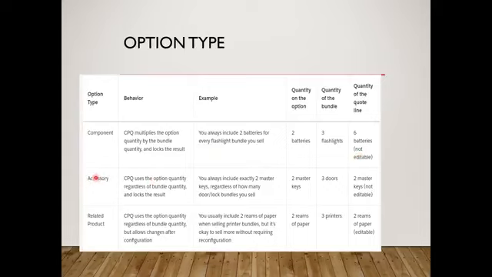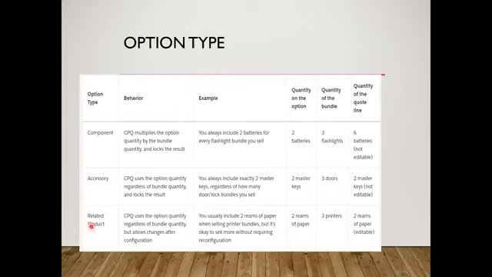If I selected accessory as option type, if you have 2 as option quantity and 3 as bundle quantity, it will not multiply. It will take the product option quantity as it is on the quote line, and it will lock the result, not editable. And third is related product.